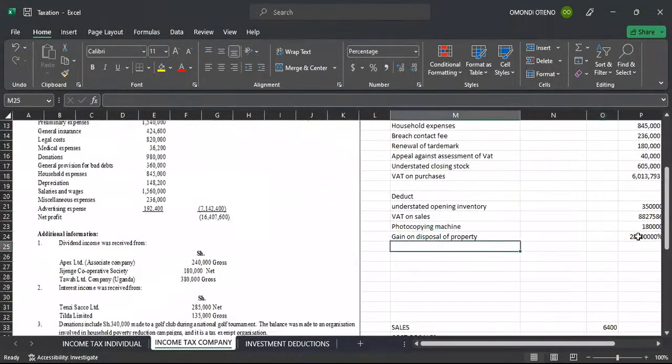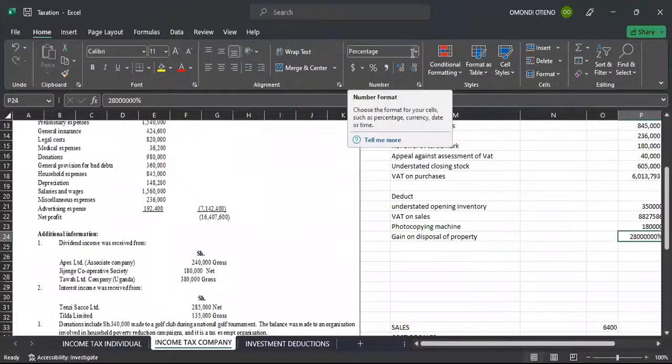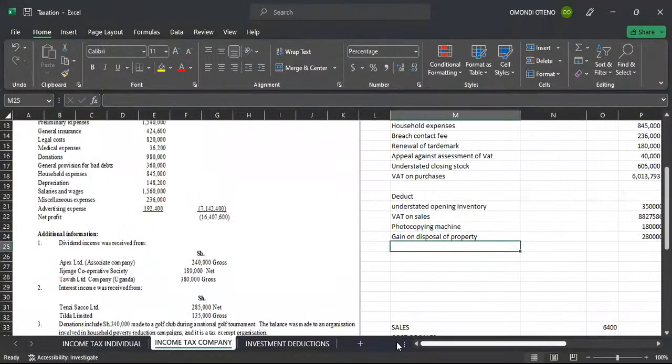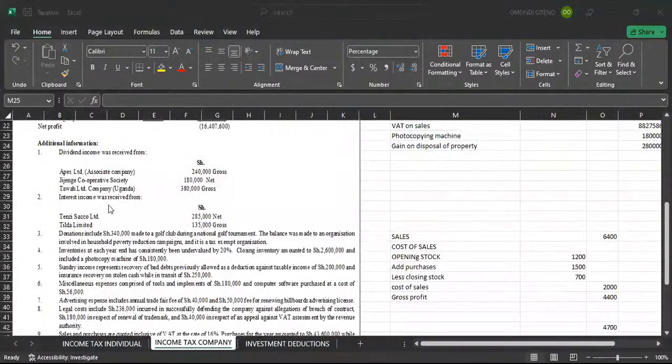So let's get back to this place. Any other item that is remaining, which we need to deduct, within the data given? Let's check the additional information given to us up here.